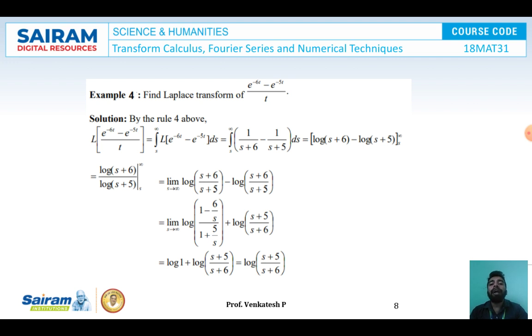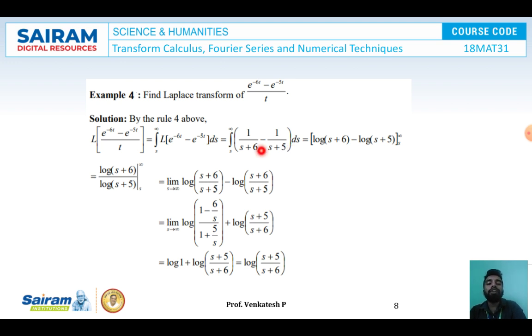Example number 4. Find the Laplace transform of e power minus 6t minus e power minus 5t by t. Same thing here also, I am going to use rule number 4 to solve the problem. So first choose the function f of t here. The f of t will be e power minus 6t minus e power minus 5t. According to the rule, we have the Laplace transform of e power minus 6t minus e power minus 5t by t will be equal to integral s to infinity of the Laplace transform of e power minus 6t minus e power minus 5t into ds. So expanding this, we got integral s to infinity 1 by s plus 6 minus 1 by s plus 5 into ds.